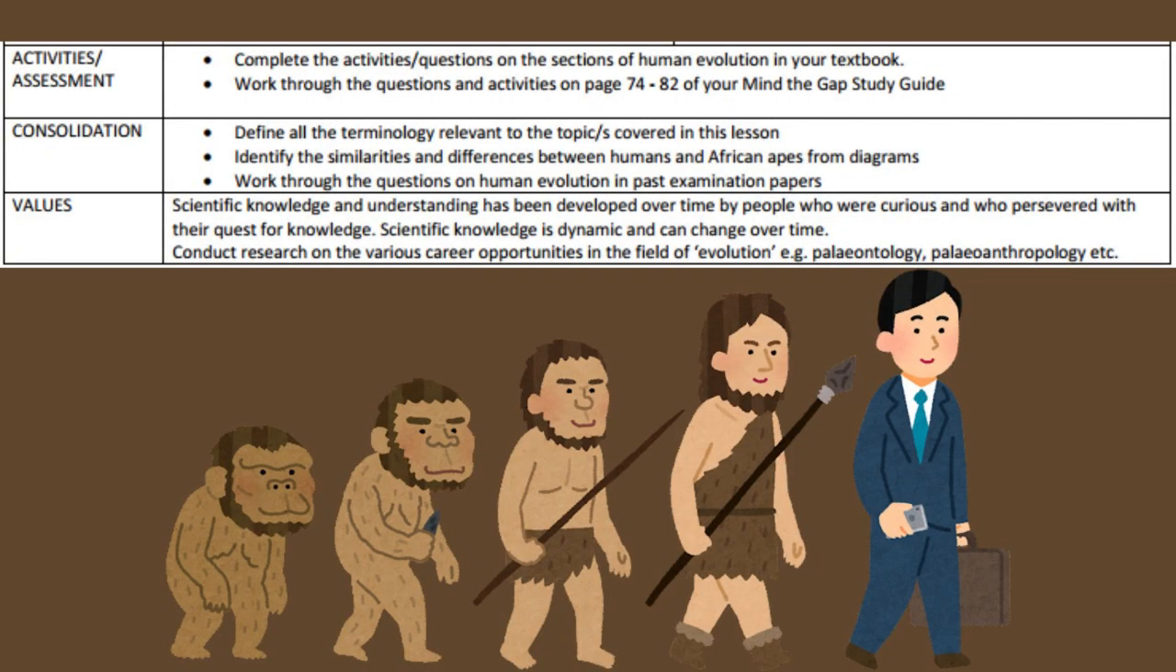Activity/assessment. Complete the activity/questions on the sections of human evolution in your textbook. Work through the questions and activities on page 74 to 82 of your Mind the Gap study guide. Consolidation. Define all the terminology relevant to the topic covered in this lesson. Identify the similarities and differences between humans and African apes from diagrams. Work through the questions on human evolution in past examination papers.